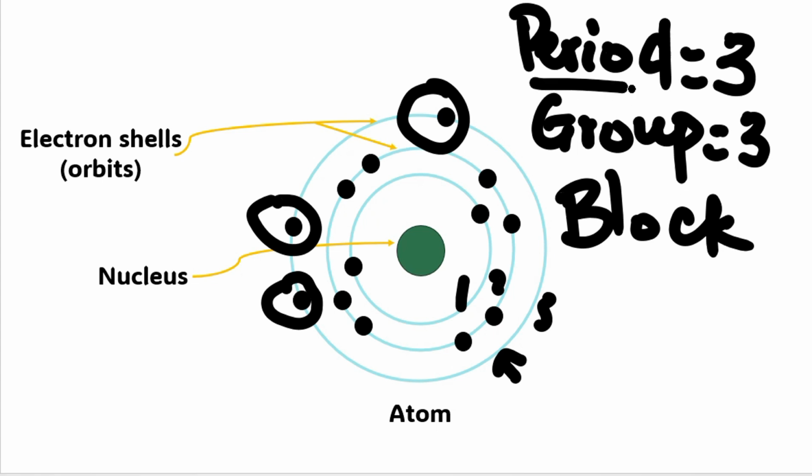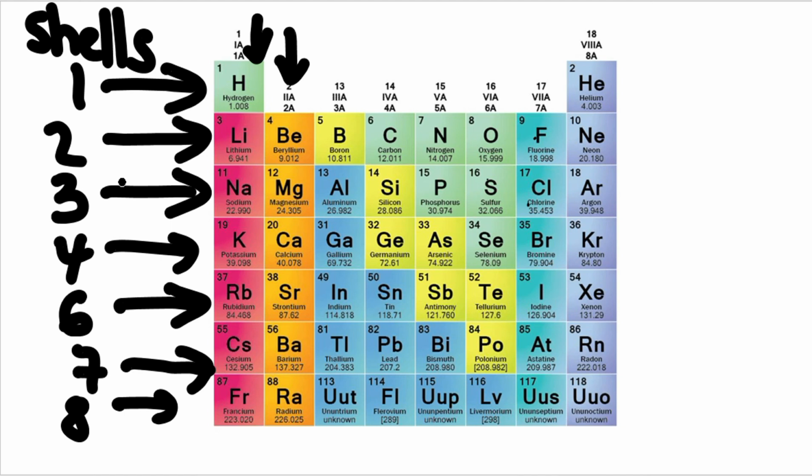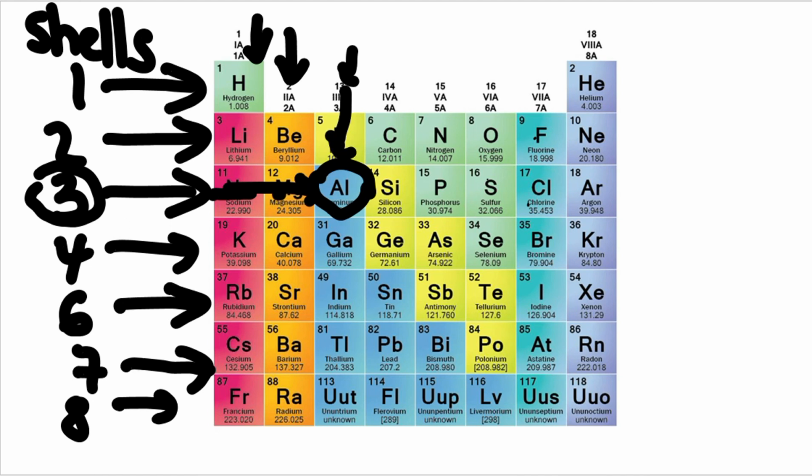the block. So let's go period and group, period and group. So period 3, group 3, which element is that? Let's go and identify it on the periodic table. So we have shell 3, group 3, right? So that's aluminum. So this particular element is actually aluminum. So we'll be able to use the period and the group to identify the elements, right? Yeah. So which block does it belong to?